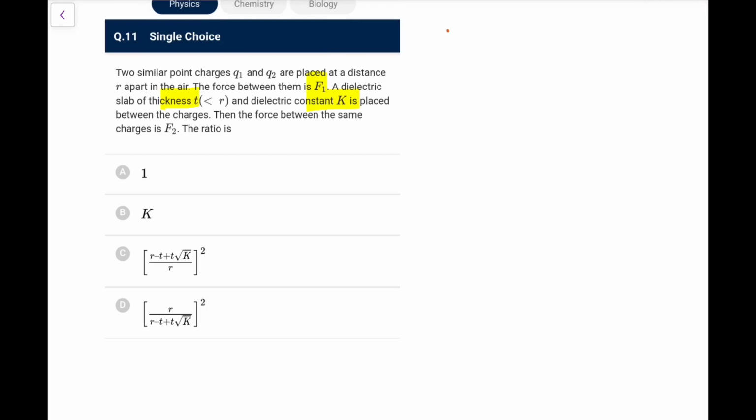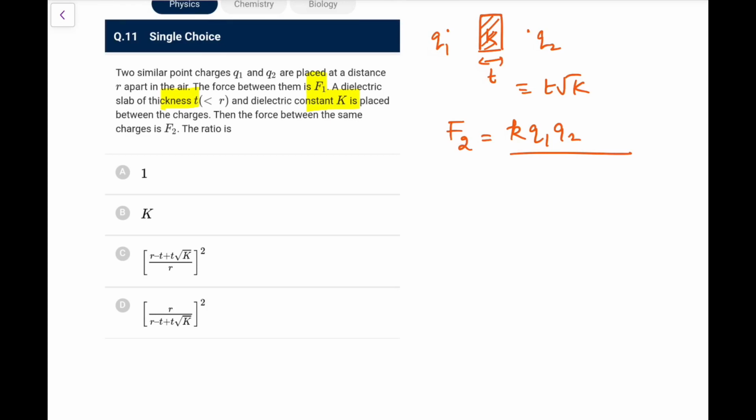Frankly, let's say if these are two charges Q1, Q2, and if you place a dielectric like this, so what will happen now? Because of this dielectric, it's generally what people do in this solution. They basically say this dielectric, let's say, is of thickness T and dielectric constant K. It is equivalent to a vacuum distance of T root K, going by the analogy of that force expression, k times q1 q2 upon r square. So in that F2 expression I will have k q1 q2 upon the effective vacuum distance, which will become r minus T plus T root k, whole square, and F1 was k q1 q2 by r square.